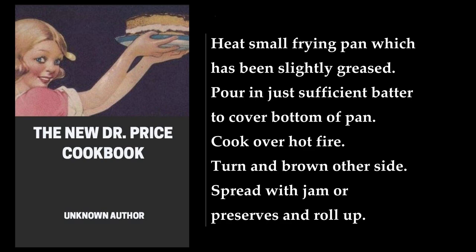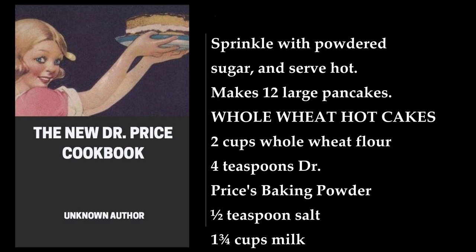Heat small frying pan which has been slightly greased. Pour in just sufficient batter to cover bottom of pan. Cook over hot fire. Turn and brown other side. Spread with jam or preserves and roll up. Sprinkle with powdered sugar, and serve hot.